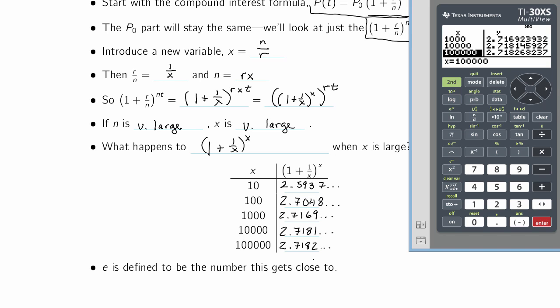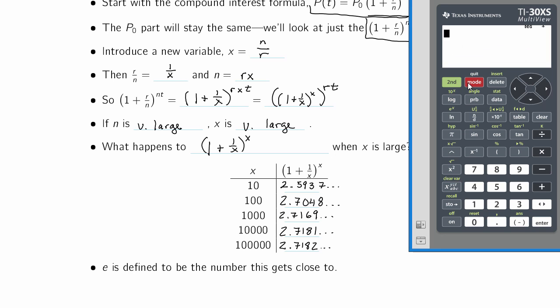And indeed, if we tell the calculator to tell us a decimal approximation for e, so we take just e to the first power on the calculator, it's about 2.7182, etc. We do see that this list of numbers is getting very close to that. E is defined to be then the upper limit on that sequence of numbers that we get with bigger and bigger values of x.